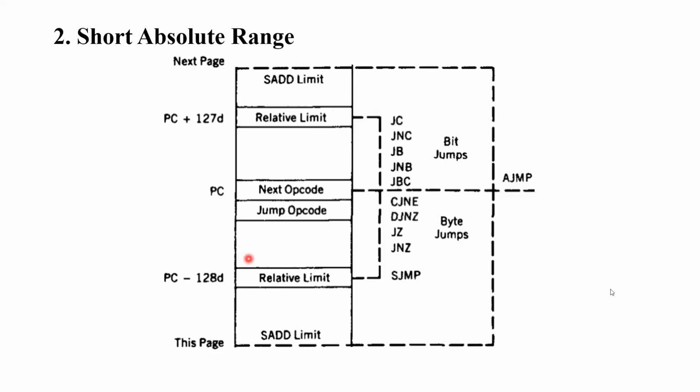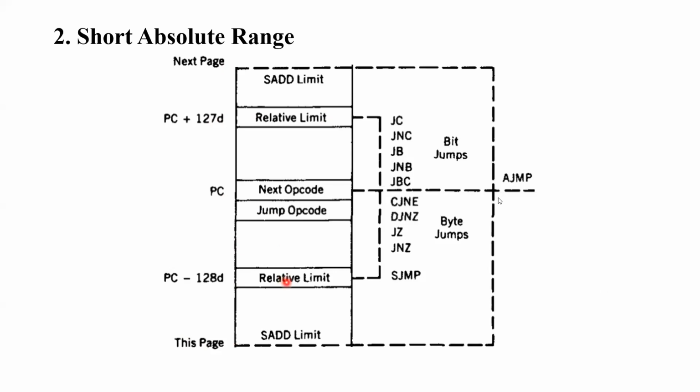If you see this diagram, this is the relative limit, the relative range from 127D to minus 128D. But if you see this range, this is from this page to the next page. What is the range for this one? 2 kilobytes, right? That is the distance, and this distance is longer compared to the relative range.